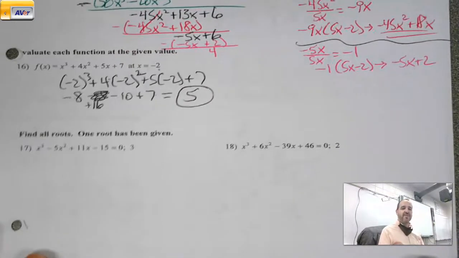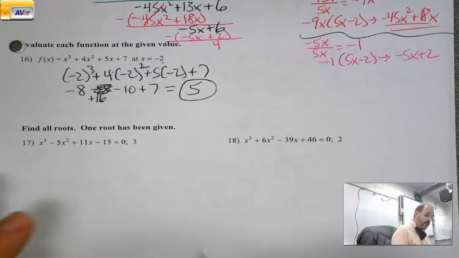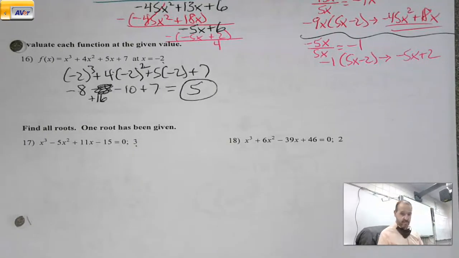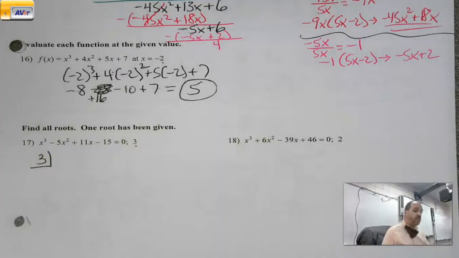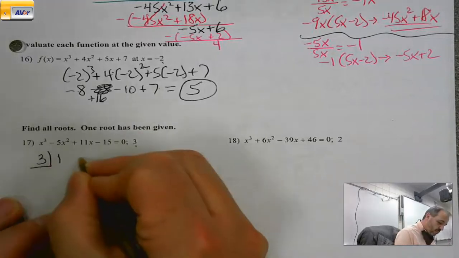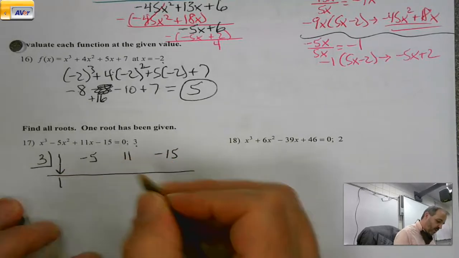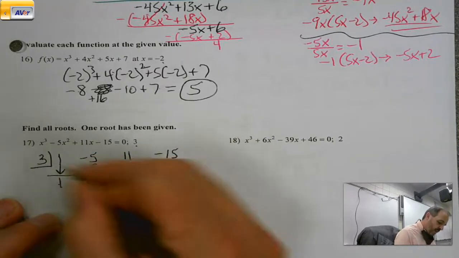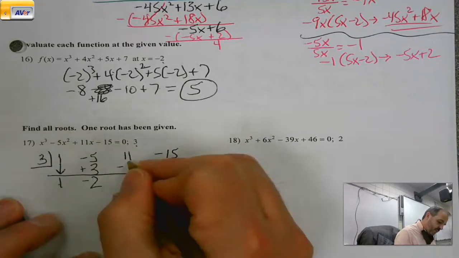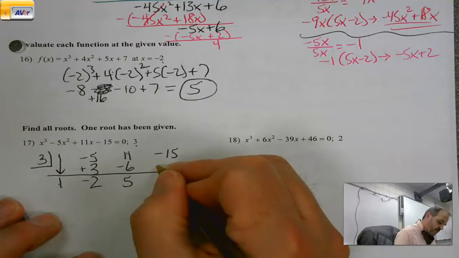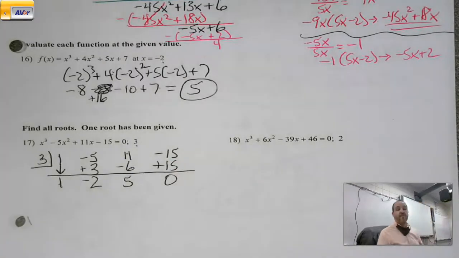Find all your roots. Here's the recent stuff that we did. One root has been given. So that would be like if we were looking on the calculator. Take that value. Do not switch it like we did up in number 13. Take that value. Make sure there's no holes. First term down. Multiply and add. Multiply and add. Multiply and add. Now, if you've had a root that's been given, you need to get 0 for your remainder. If you didn't, that's a problem. But we did, so it's not a problem.